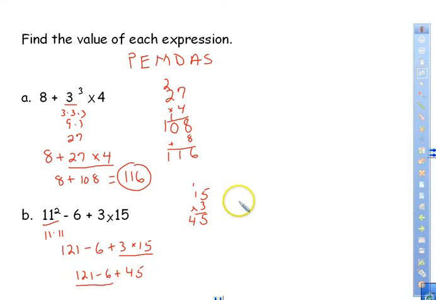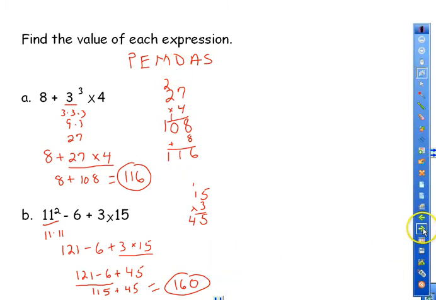So we get 121 minus 6 is going to give me 115 plus 45, and when we add that together, we get 160 for an answer. Okay, so please be very, very careful that on this one you subtracted before you add. Again, order of operations, I know it says add, then subtract, but we've said this time and time again, this is an or, and it is working left to right. Same with multiplication or division.